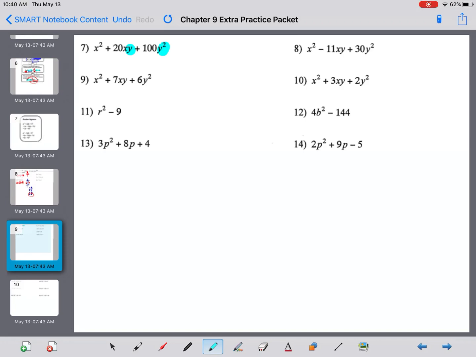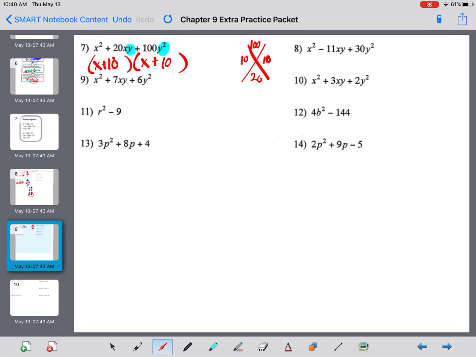Number 7, don't let this scare you. I know it's new, but we'll be all right. I'm going to proceed like it's not even there. We're trying to multiply to 100 and add to 20. So that's 10 and 10. So we might be thinking originally x plus 10. Notice I left a little space there. Times x plus 10.